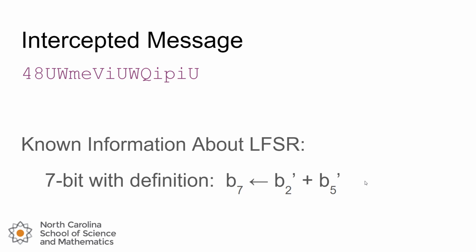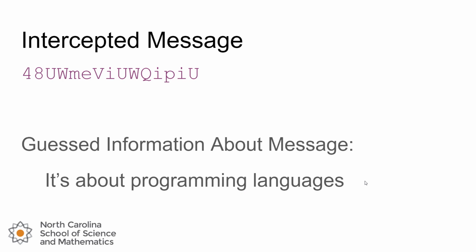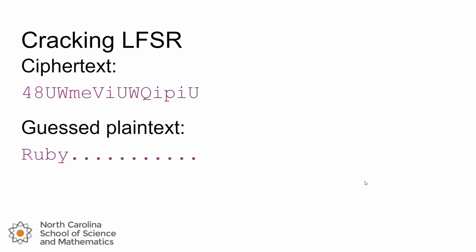Now, typically with a known plaintext attack, you need to know a little bit about what you think the message is regarding. In this case, we'll think that it's about some sort of programming language. And that might help us make an educated guess about the known plaintext. So let's suppose that we think that the programming language they're talking about is Ruby. So maybe we think that the word Ruby lines up with the first 4 characters of our ciphertext.